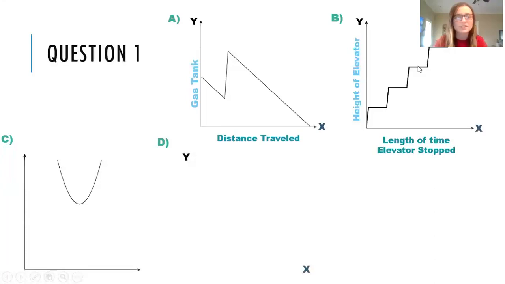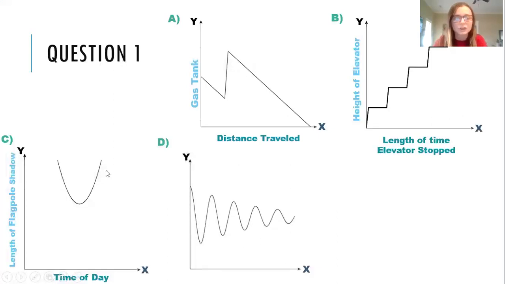So the next one, for graph C, I drew a graph that represents the function of the length of a shadow of a flagpole throughout a sunny day. And as you can see, as the day goes on, the length of the shadow gets shorter, and then when the sun goes down, the shadow gets longer, as you can see.